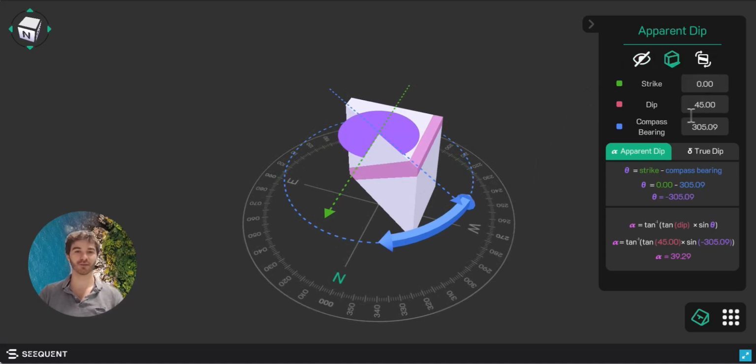Now, let's have a look at some of the tool sets available within Visible Geology. Within the Visible Geology toolset, the apparent dip feature will let you add various strikes, dips, and compass bearings in order to observe their interactions. This feature will allow you to understand the fundamental principles of apparent dip.